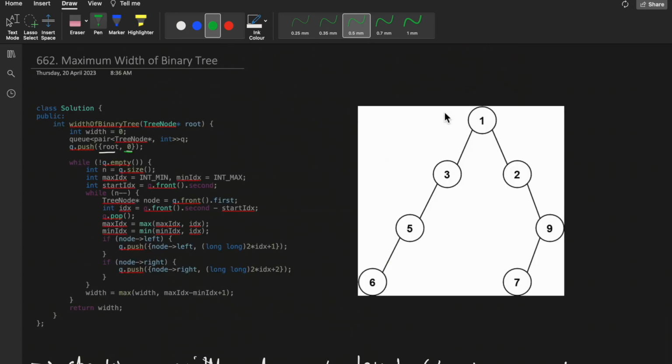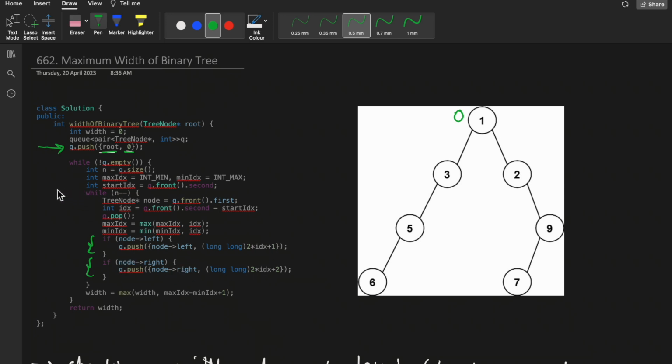So guys, here I have taken the same example, and what I did is I initialized the queue with the root node as well as the index with a numbering 0. So this is the 0 numbering I have given. Now here I am storing the left child and the right child along with the index.